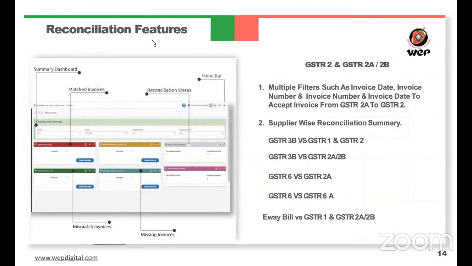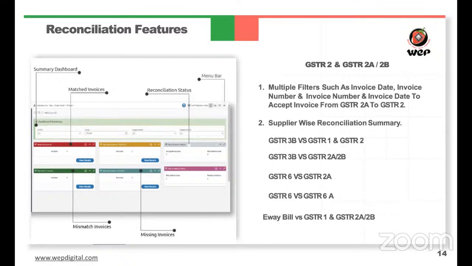Now coming to the reconciliation features we have. There are multiple filter options available, where you can select the invoices as per the filter. Suppose you have an invoice which is mismatched, like on the invoice date. Suppose you have given the invoice date incorrectly and your supplier has given the right invoice date. It will directly show in my data that this invoice date is incorrect. You can also filter by the invoice number, and by the invoice number and date. So there are multiple filter options available when you go for the invoices.